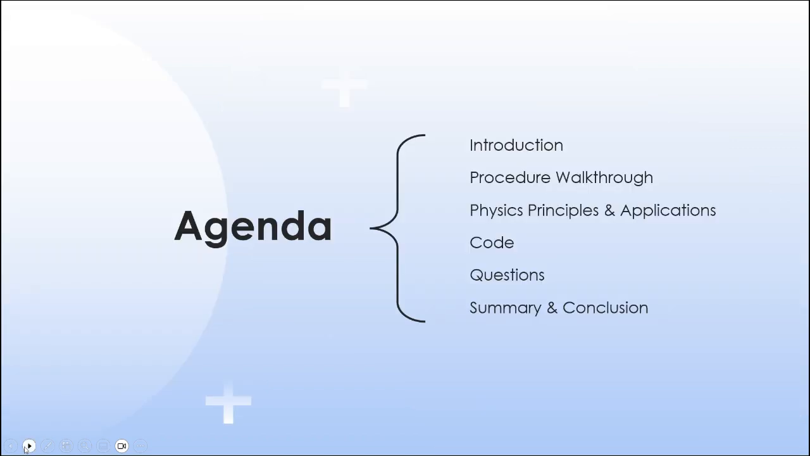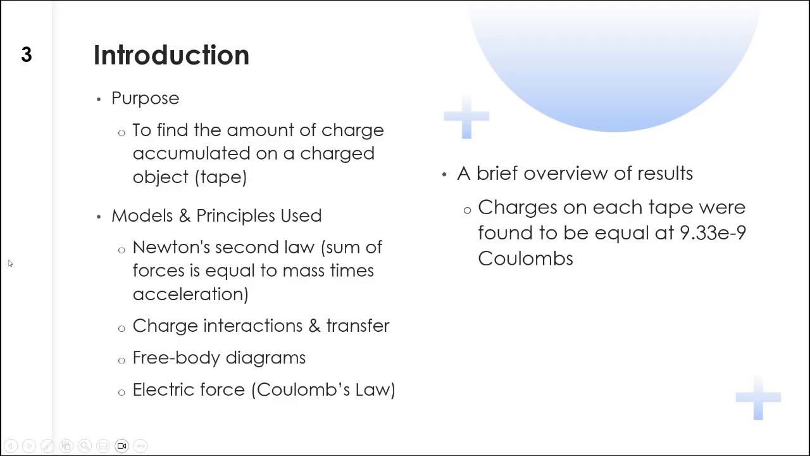Charge tape. The purpose of this lab was to find the amount of charge accumulated on a charged object, tape. We used Newton's second law as well as an understanding of charge interactions, so like charges repel, opposites attract, and that charge can be transferred via friction, free body diagrams to model forces on a system, and Coulomb's law to find the magnitude of an electric field and the force due to that field.